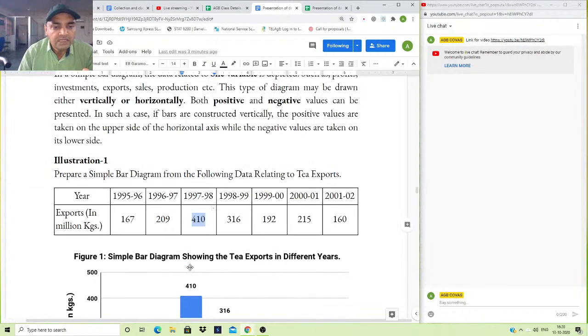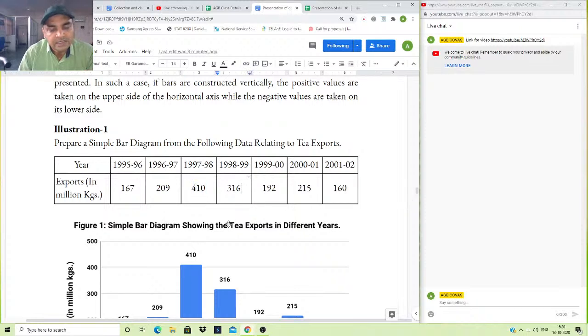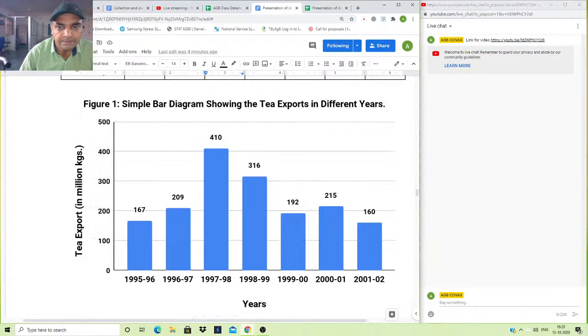So what is the beauty? If you look at the table, you might not extract much information from it. You will see that 410 is the maximum. But if you see this particular diagram, this a little bit, this 170.